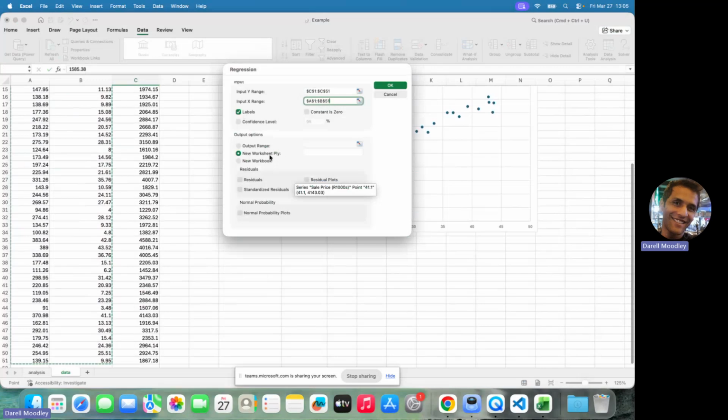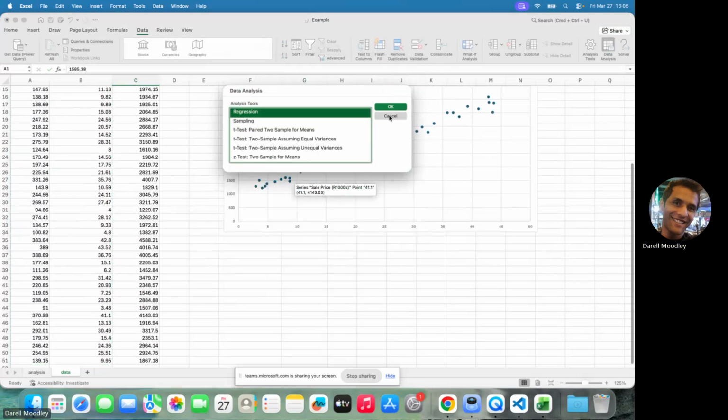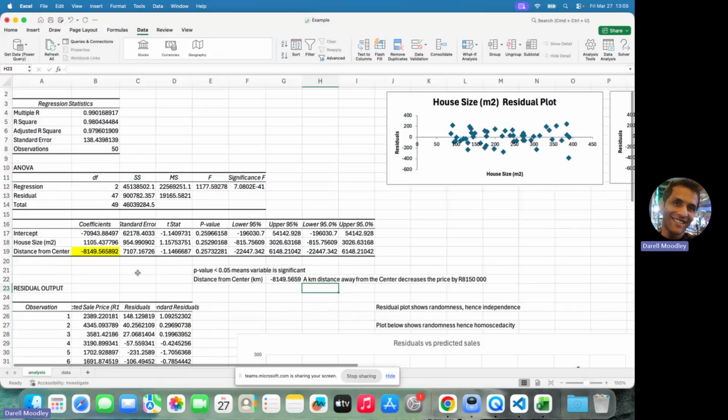I generally like to put it in a new worksheet, but it's up to you. And then I would include residuals, residual plots, and standardized residuals. Normal probability plots are also worth including. You can put the confidence level as well. You can click pretty much everything if you want, other than the output options, where you have to select one. I'm not going to run it because I already have it done. If I click OK and run, you're going to get output like this.